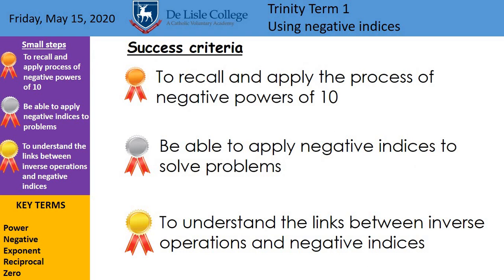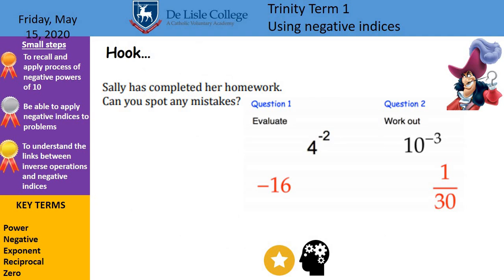Right, brilliant. So our success criteria today is to recall and apply the process of using negative powers of 10. That's something you've looked at earlier on in this topic. To be able to apply negative indices to solve problems and to understand the links between inverse operations and negative indices. So a lot of deeper level thinking here today. This is our hook question today. We'll have a quick read of it. We're not going to do it now. This is something we'll come back to at the end of the lesson, that once we've been through today's work and today's learning, you should be able to access really easily.